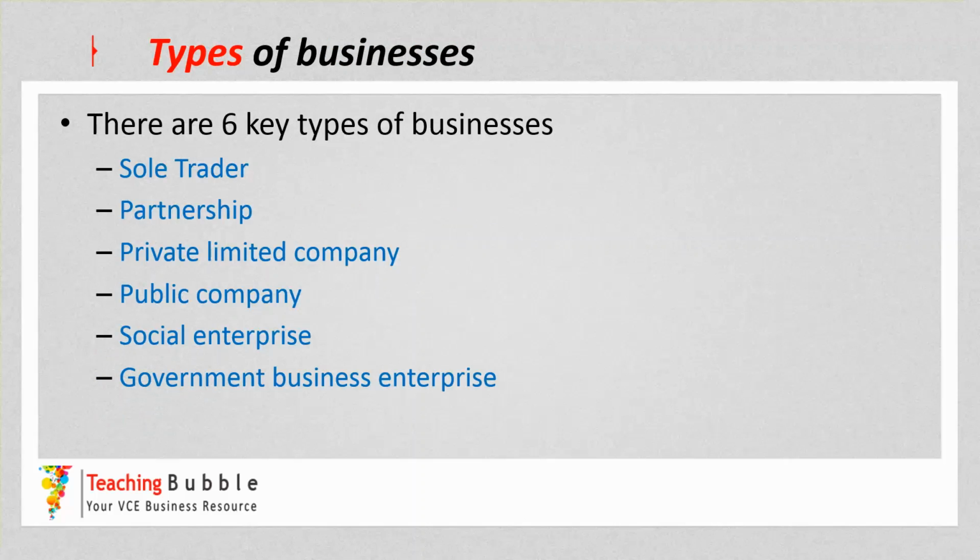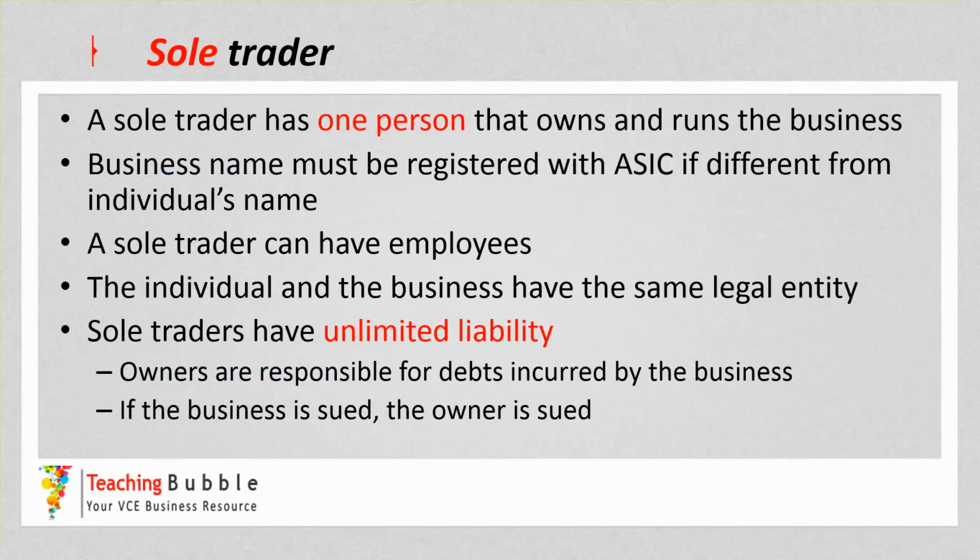Now, there are 6 key types of businesses that we need to know. We're going to split this into 3 videos because we're going to look at the advantages and disadvantages of each one. This first video is going to look at a sole trader and a partnership. A sole trader has one person that owns and runs the business. It's a really common type of business where someone may have a hobby or something they really want to do, and then they start that business as a sole trader.